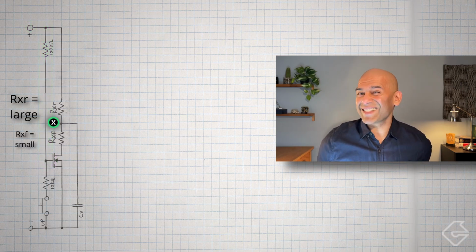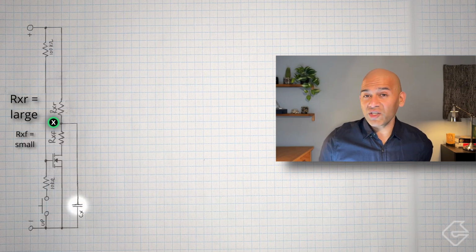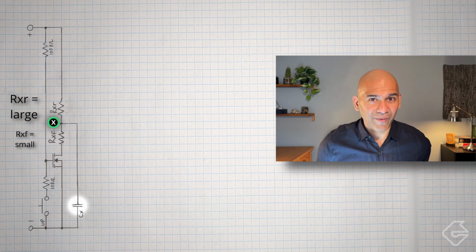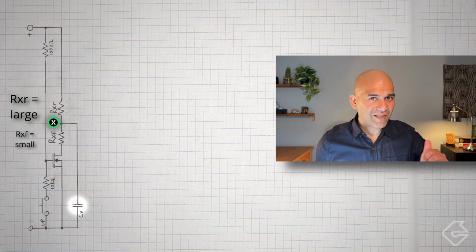This will give us exactly what we need to make sure that that capacitor charges slowly when I push the button and discharges rapidly when I release the button. I think our X is nearly there.